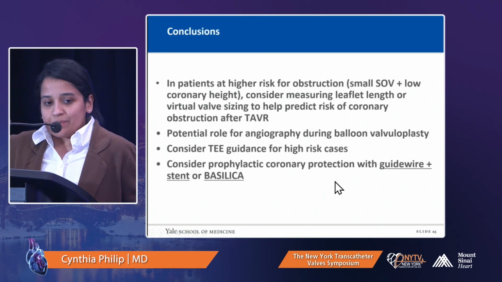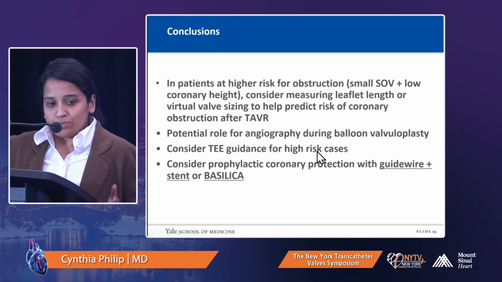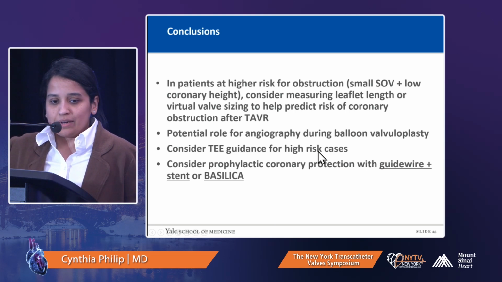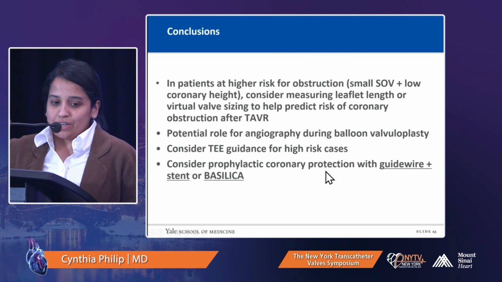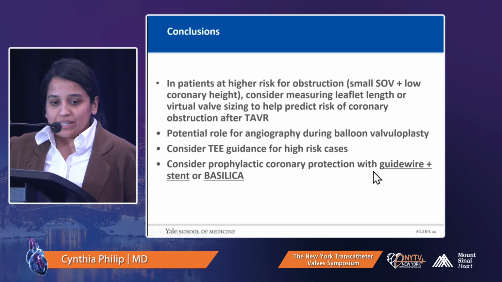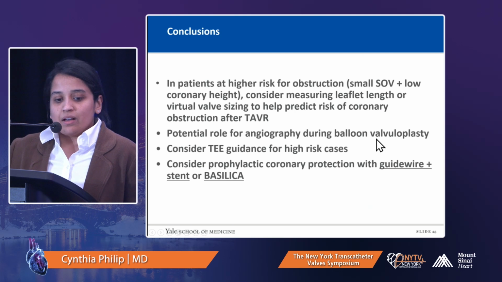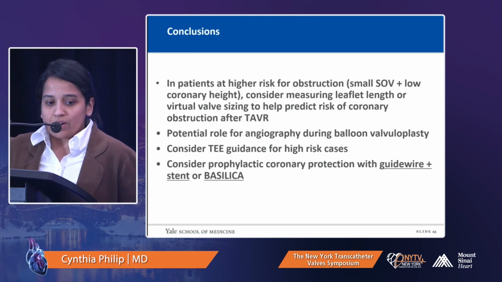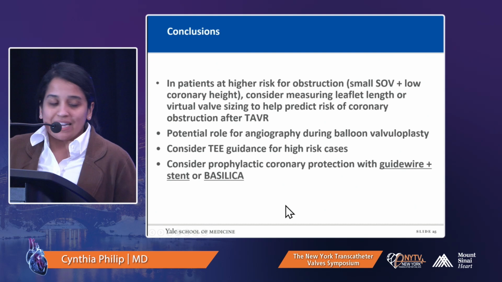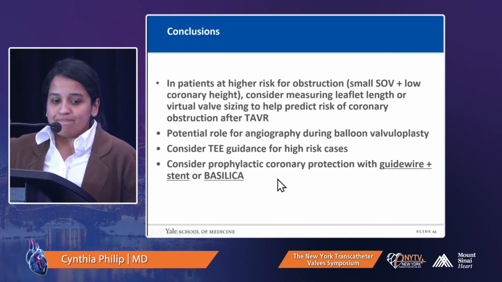So, takeaways from this case are that, in patients who are at slightly higher risk for coronary obstruction, such as having a borderline sinus and borderline coronary height, maybe consider measuring the leaflet length or virtual valve sizing. There's maybe a role for angiography during a balloon valvuloplasty to see how the leaflet behaves in relation to the coronary. You should consider TEE guidance for high-risk cases, and if you do identify these things, consider prophylactic coronary protection.